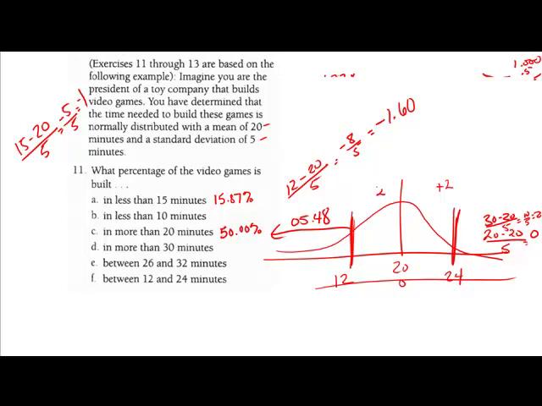Okay. 24 was my other one. 24 minus 20 divided by 5. 4 divided by 5, that equals a positive 0.8. Double check real quick on the calculator. Yep, 0.8. Looking up 0.8 on the positive side, .7881.